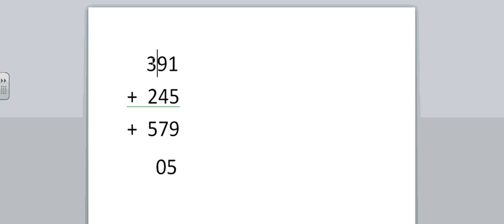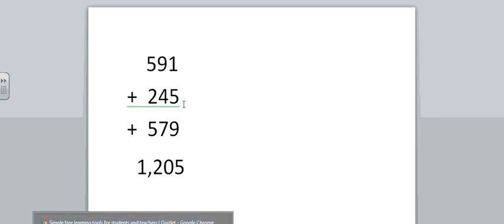Carry the 2. 3 plus 2 is 5, 5 plus 2 is 7, or 5 plus 5 is 10, plus 2 is 12. So my answer is, if I line it all up correctly, which I'm struggling with a little bit on the computer, 1,205. So my correct answer choice is C.